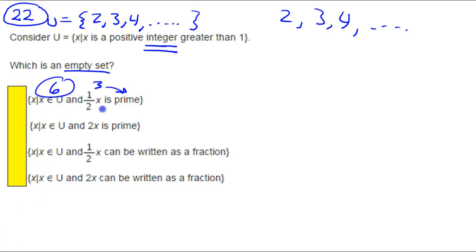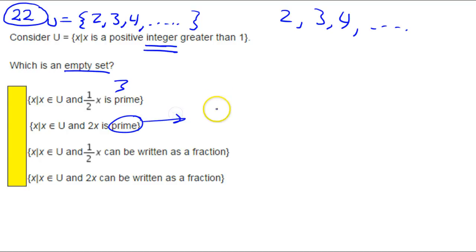X is 6 satisfies both situations, so that's not the empty set. Okay, alright, how about the next one? X is an element of U, and double X is prime. Well, that's automatically the empty set. Alright, I should have mentioned this when I said, oh, 3 is prime.